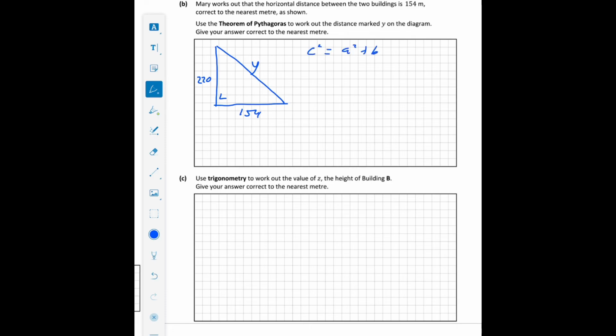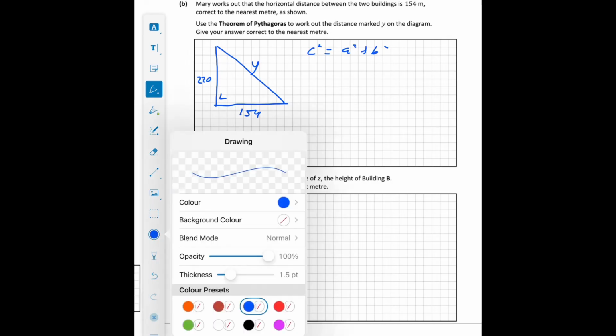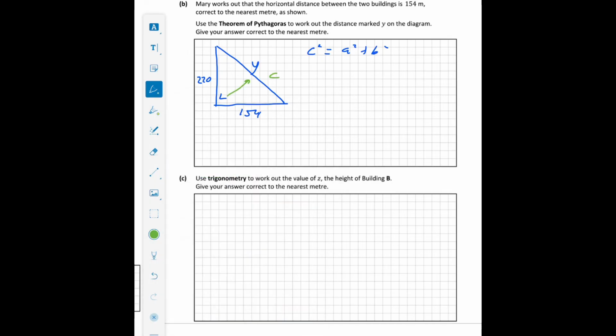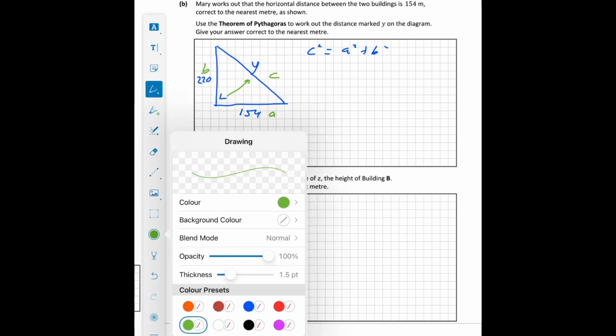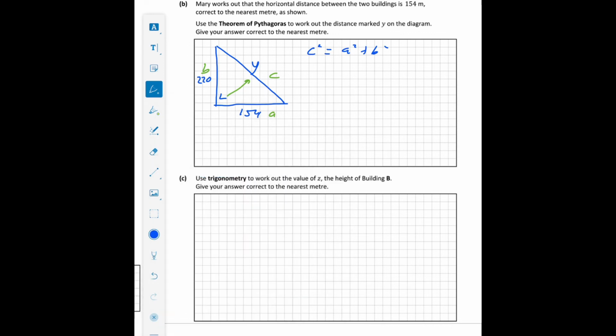Pythagoras' theorem: C squared is equal to A squared plus B squared. The only important thing is which one I label as C, which has to be opposite the right angle. So that's going to be my C, and I'll call these my A and B. Which ones you call A and B doesn't matter. So now we have Y squared is equal to 154 squared plus 220 squared. I'm going to put those into my calculator, so 154 squared is 23716, plus 220 squared is 48,400. I'm going to add those together.